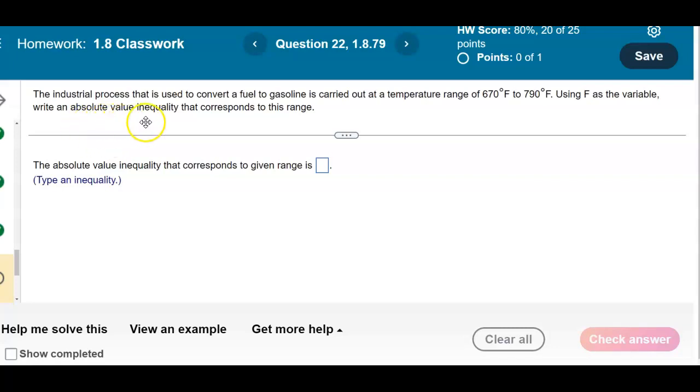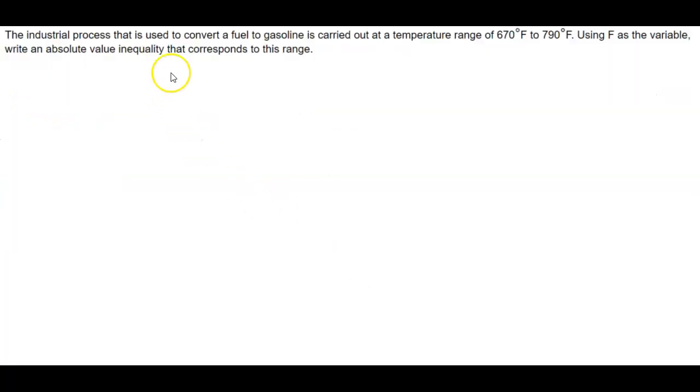The industrial process that is used to convert a fuel to gasoline is carried out at a temperature range of 670 degrees Fahrenheit to 790 degrees Fahrenheit. We're going to use F as the variable, and then we're going to write an absolute value inequality that corresponds to this range.